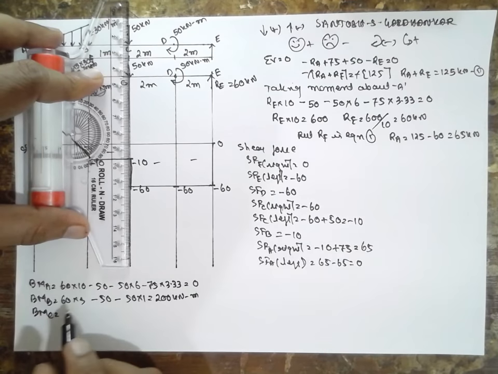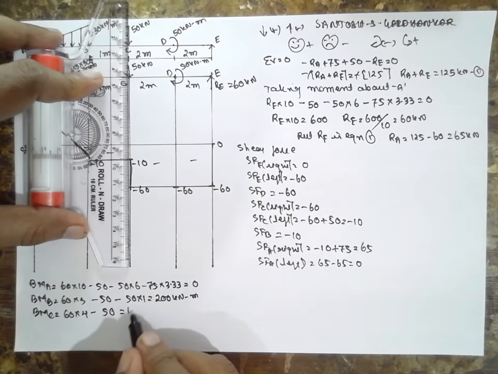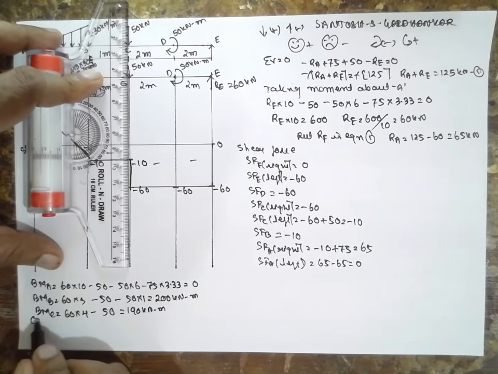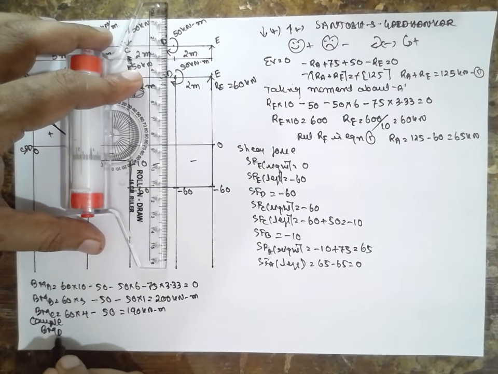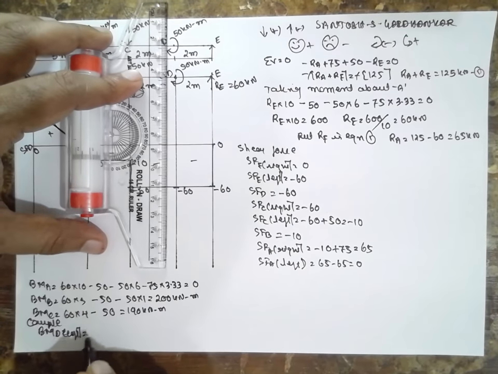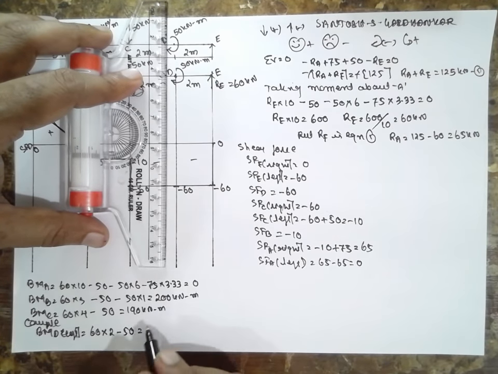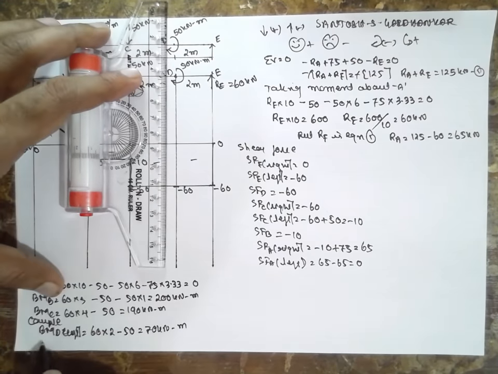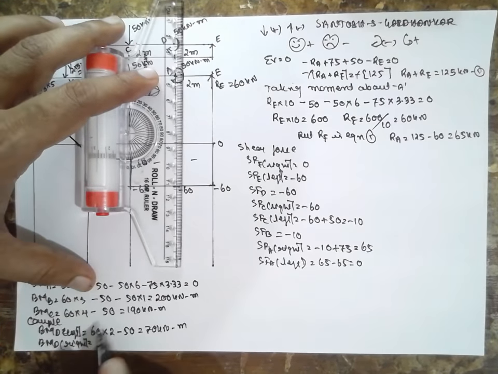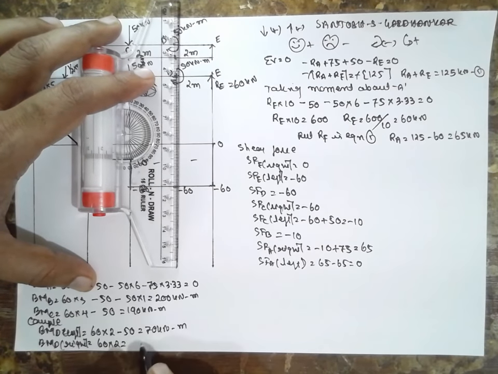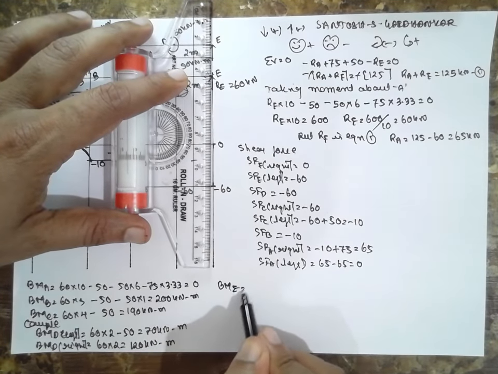Bending moment at C, 60 into 4, minus 50, it is 190 kilonewton meter. There is a couple now. First I will consider left, BM at D, left, that is 60 into 2, minus 50, answer is 70 kilonewton meter. Bending moment at D on right side, that is 60 into 2, 120 kilonewton meter, and bending moment at E will be 0.